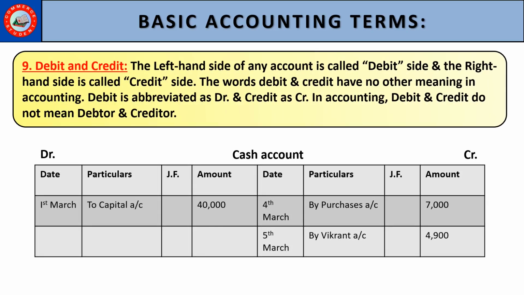Debit and credit. In accounting, the left-hand side of any account is called the debit side and the right-hand side is the credit side. Now don't let these terms confuse you. In accounting, debit and credit don't have any other meaning beyond this. We abbreviate debit as DR and credit as CR.